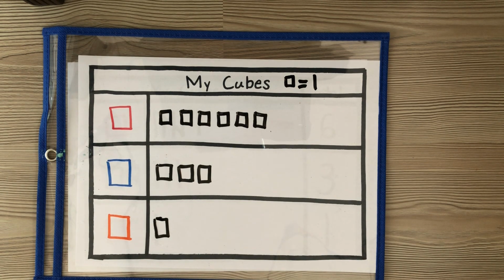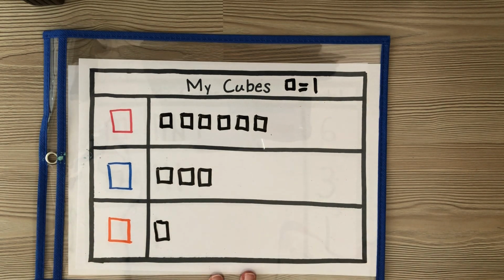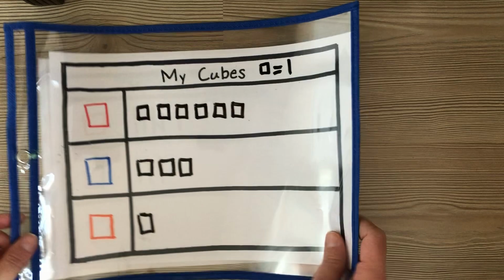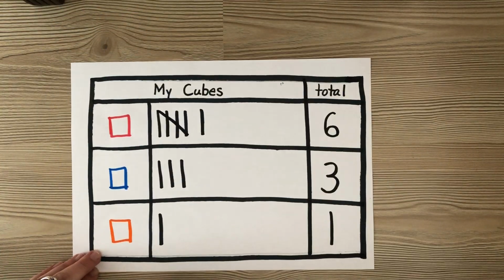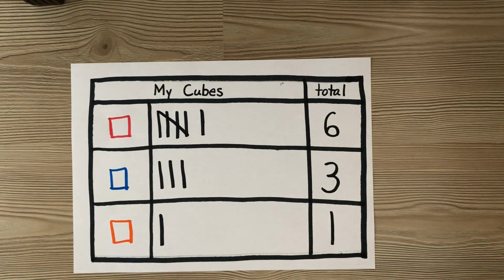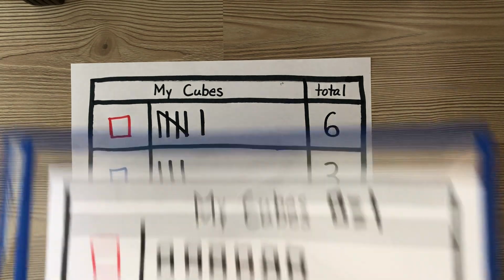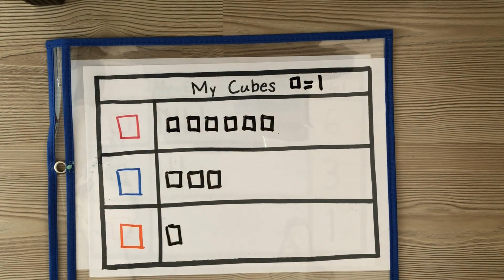All right, boys and girls, your task for today is going to be to make a picture graph out of your tally chart. Yesterday, you made a tally chart of your toys. Today, you're going to take your tally chart and make a picture graph, just like I did. Have fun, mathematicians!